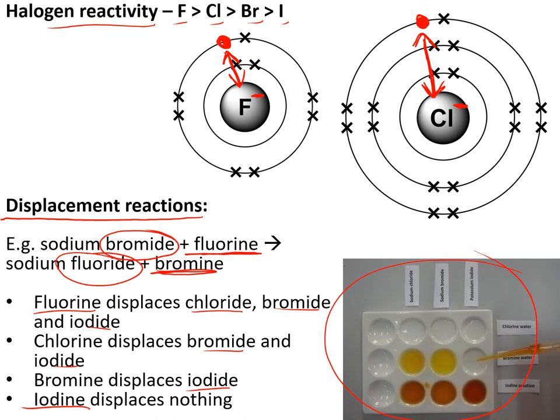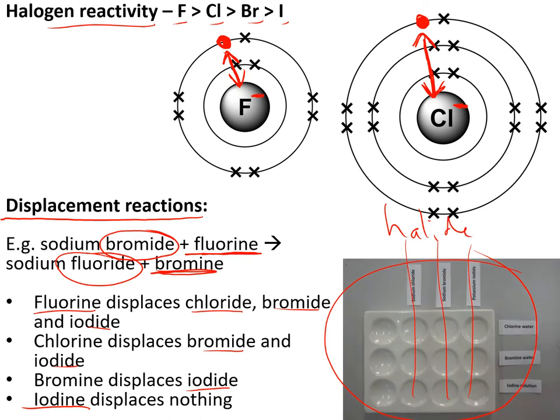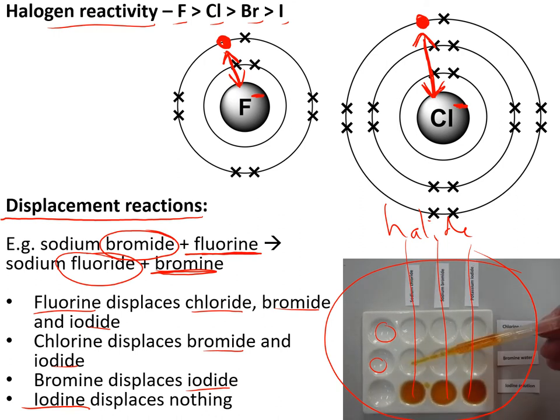So in this GIF, what we've got here in the columns, we've got solutions of halide salts. Okay, so sodium chloride, sodium bromide, and sodium iodide, and we put a little bit of them in each one of these little wells. Okay, in the rows, we're going to add solutions of different halogens. So the halogens go in rows.